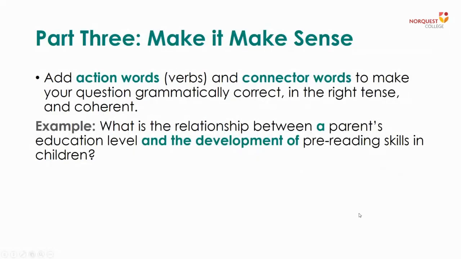Third part of creating a research question is making it make sense. So this is where you add things like verbs, connector words, all of those other little bits to make your question grammatically correct, in the right tense, and coherent. So at the end of your day, you're going to have a question that should make sense to not only you, but your reader, your instructor, when they actually get your paper at the end of the day. So with our writer here, they've decided to add the words "between" after their starter, the relationship between, and they've also decided to put "and the development of." So adding those two specific pieces makes this whole question make sense.